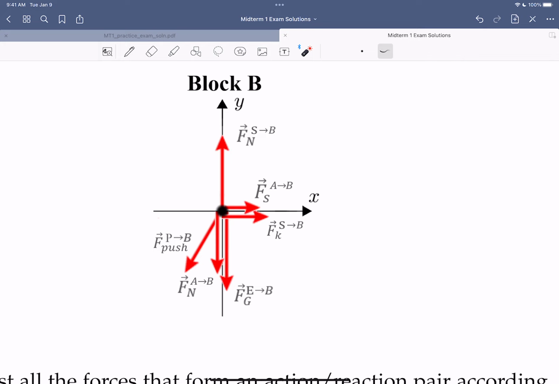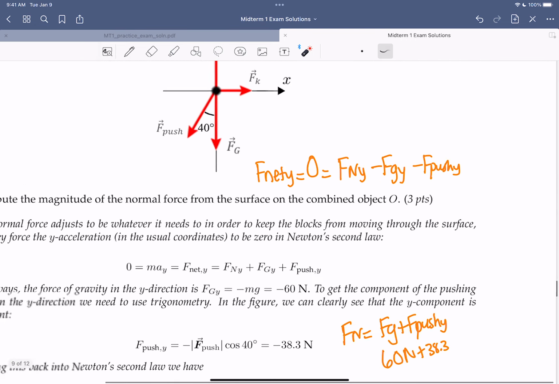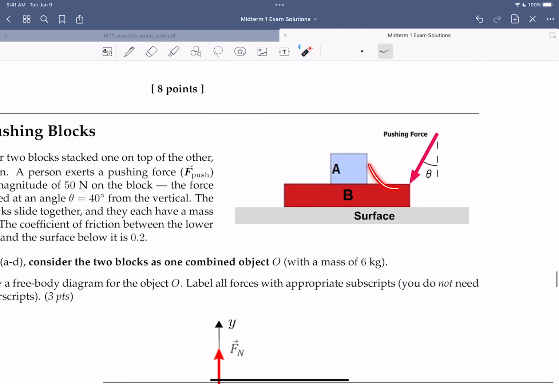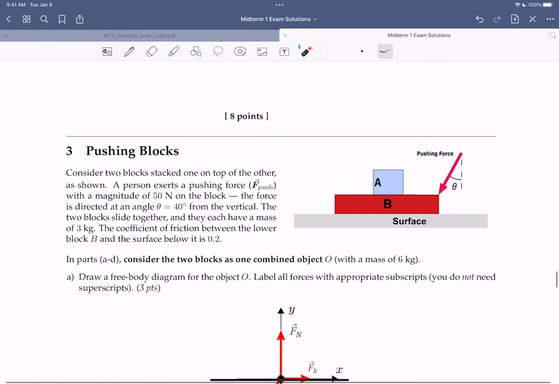Box B feels squished. It can't sink through the floor because the floor is there, and then box A is just deciding to chill on top of it. So it feels pressured. That's why there's a normal force acting from A on B. Obviously, box B is the one that's actually being pushed as well. If you think about the initial part of the problem, they were saying that the push force is applied to block B.